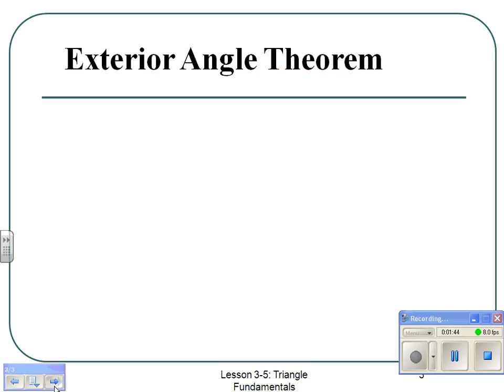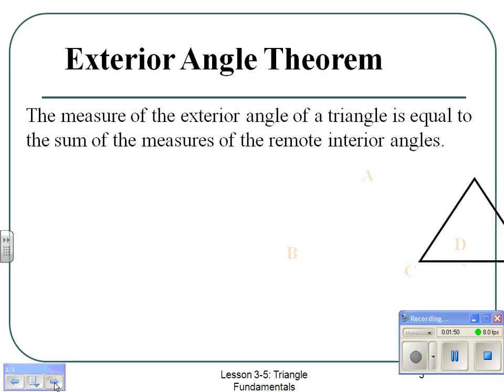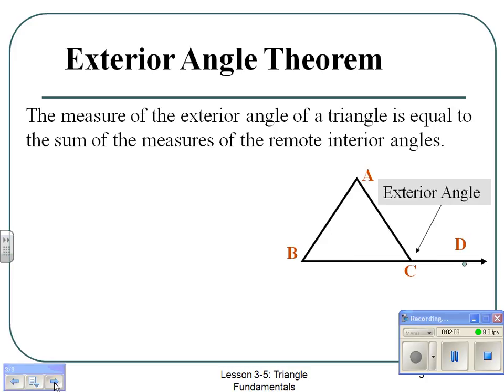But I'm not so sure you're familiar with the exterior angle theorem. So let's take a look at it. The measure of the exterior angle of a triangle is equal to the sum of the measures of the remote interior angles. So let's go over that vocabulary. Where is an exterior angle versus where are the remote interior angles? Your exterior angle is between the line and the side of the triangle that's extended past the vertex C, and that is on the exterior of your angle. It is a linear pair with the angle at C on the inside.